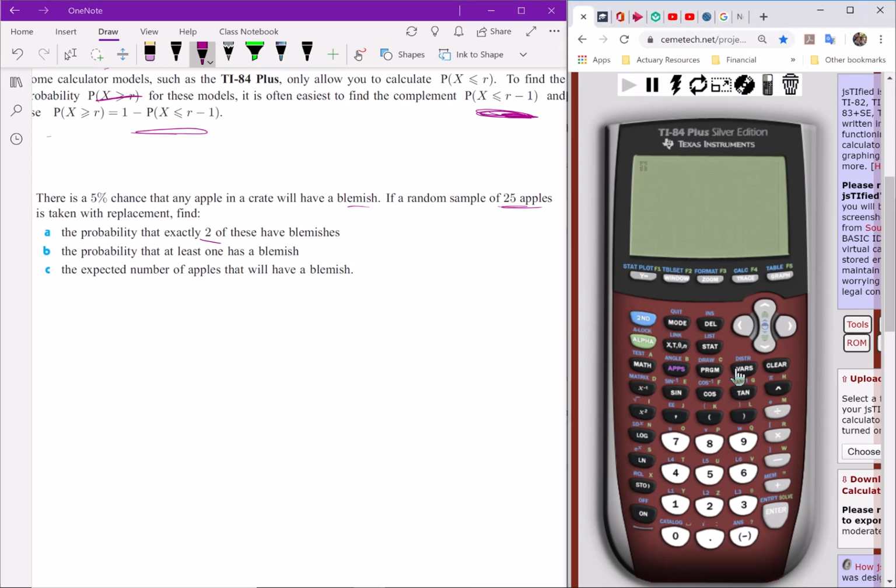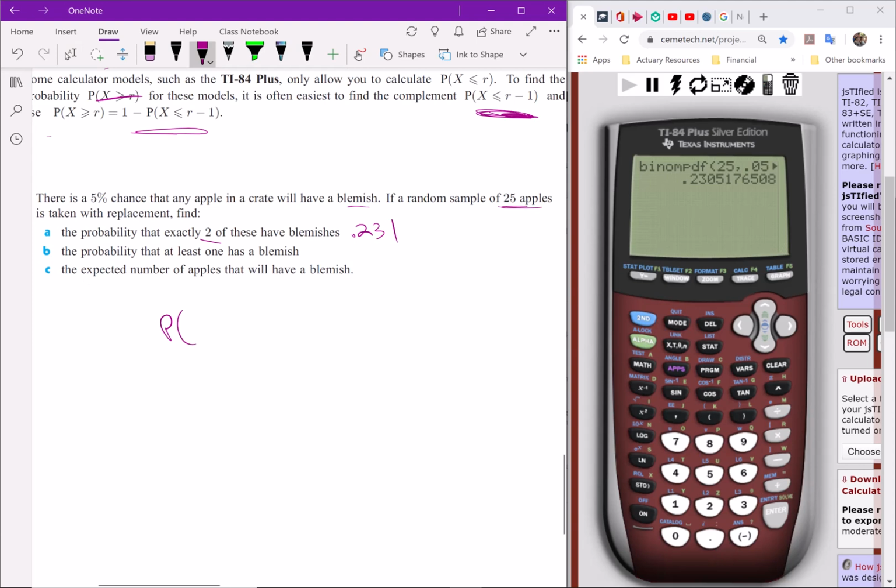So we're going to go 2nd, distribute, and go down to binomial PDF. We're doing a single value, and PDF is for single values. The probability is 5%, 0.05. The x value we want in this case is 2. And then we can just do that. In this case for A, the probability is 0.231.